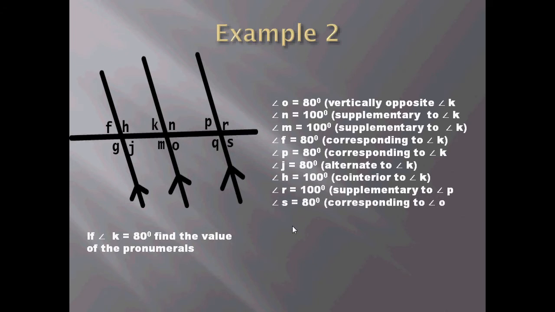Angle S is 80 degrees because it's corresponding to O, and angle O up here was 80 degrees. Angle Q is 100 because it's co-interior to O. So O's 80, O plus Q has to equal 180, so Q's 100. Angle G is 100, it's corresponding to angle M. So angle M, angle G, they're in matching corners.